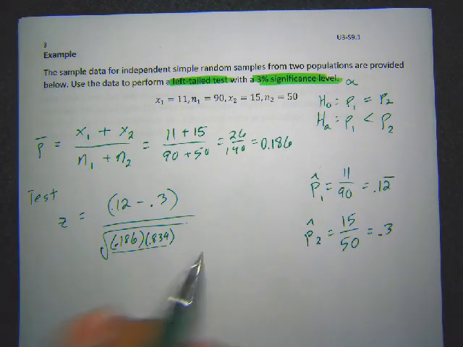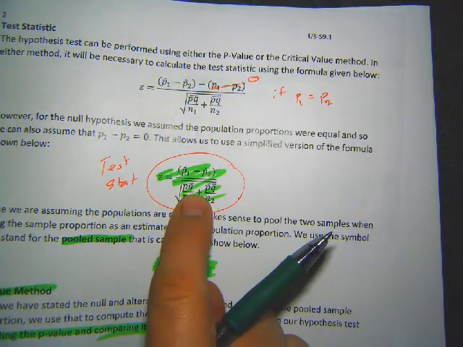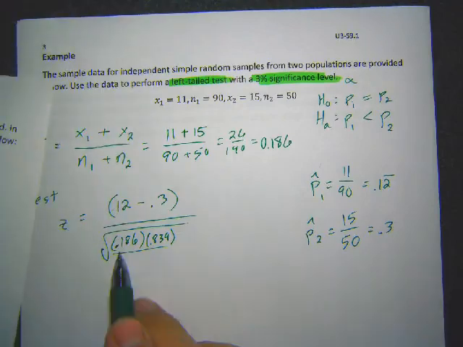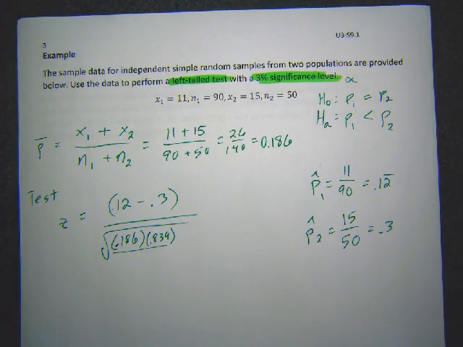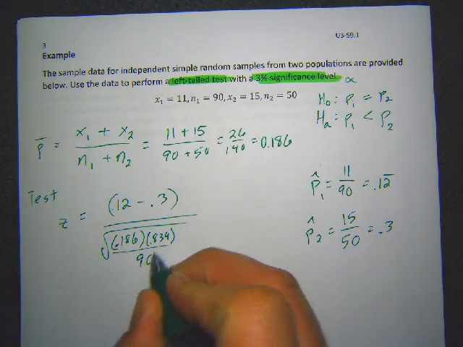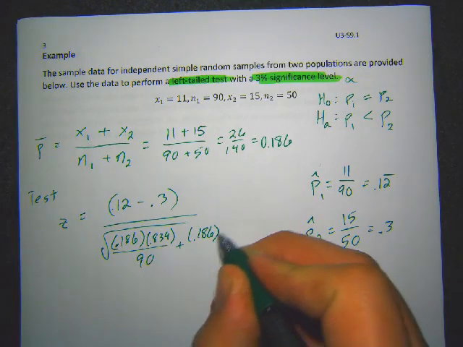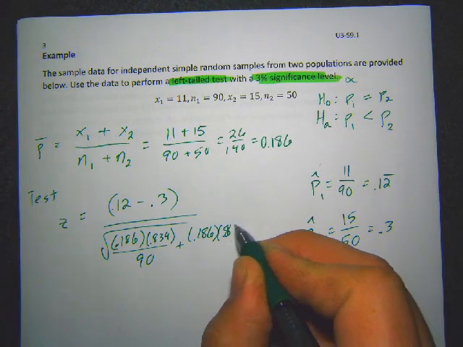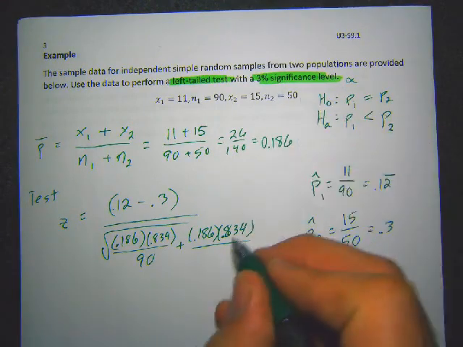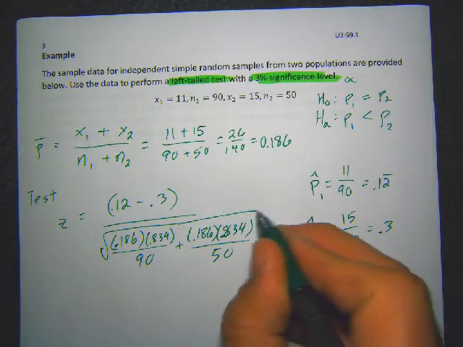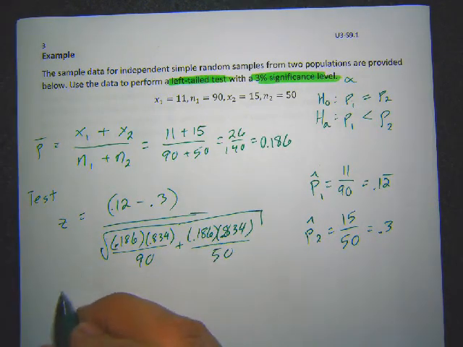Then they do that over the first sample size. We'll do it over n1 first. So that's p-bar, q-bar: 0.186 and 0.834. These should add up to 1 if you do it right. On the bottom we have n1, so 90. Then we add the same thing: 0.186 times 0.834, but now over the second sample size, so over 50. That's all under the square root. That should give us our test statistic. So that's how we calculate z.